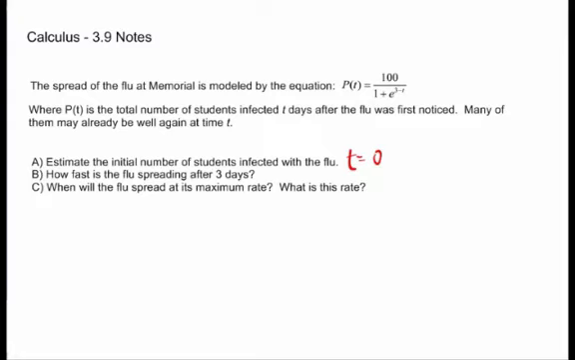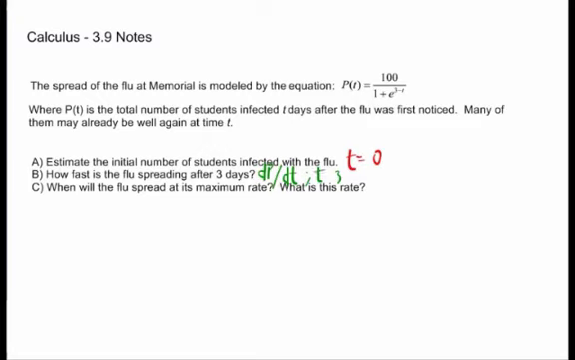After that, how fast was the flu spreading after 3 days? This is going to be dp dt, because that's going to be our rate of change, and then when t is equal to 3 days. And so that'll get us the next answer.